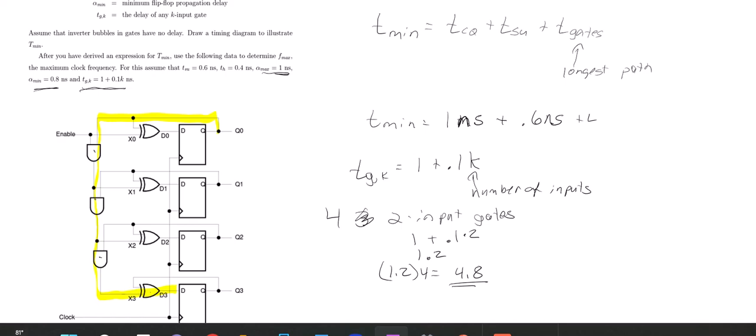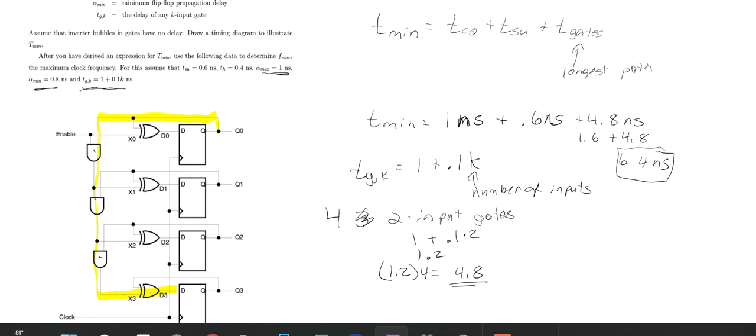So plus 4.8 nanoseconds. So let's see, 1 plus 0.6 is 1.6, plus 4.8 is 6.4 nanoseconds. I didn't write down the answer. Let's see. I think that's right. Yep, 6.4 nanoseconds.